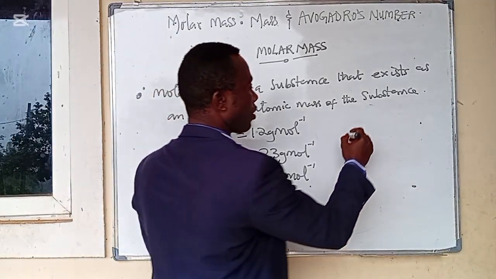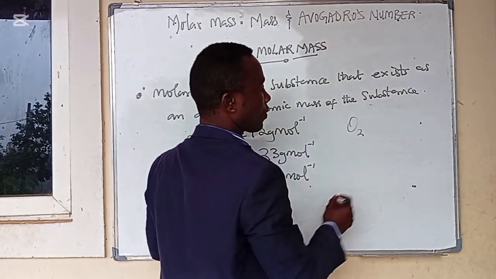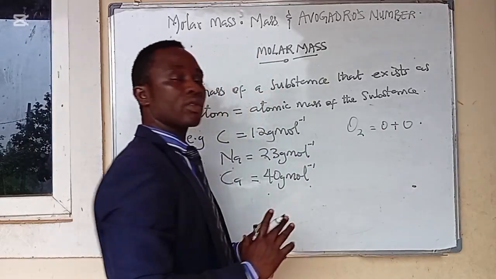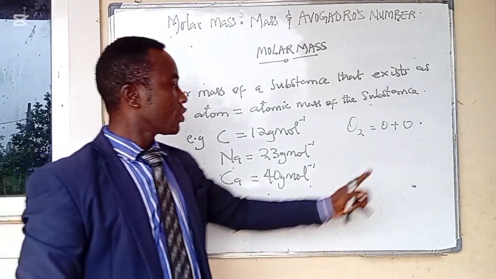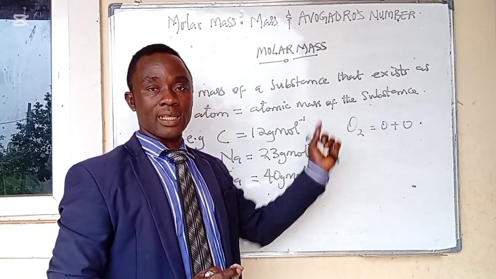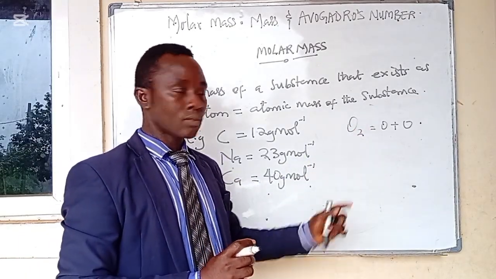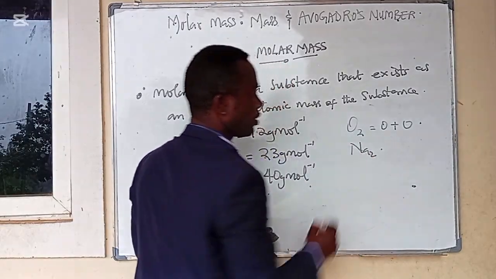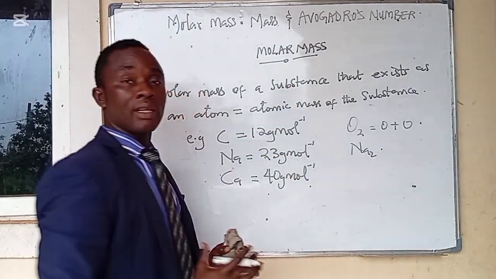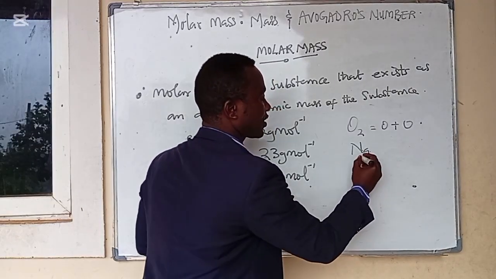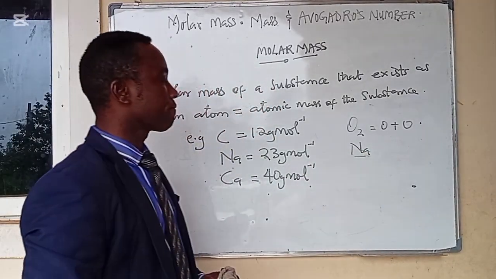For example, oxygen is written as O2, which is an atom of oxygen plus another atom of oxygen. That is 2 atoms. So since it's made up of 2 atoms, oxygen does not exist as an atom, it exists as a molecule. But sodium, for example, you cannot write as Na2. If you write it this way, you are telling us it's a molecule, but it does not exist as a molecule. It exists as an atom, that is Na.